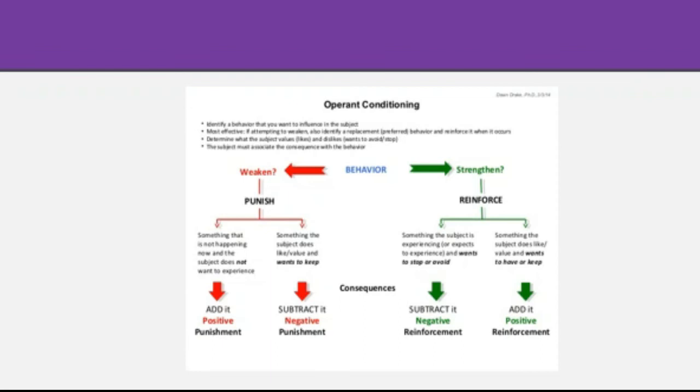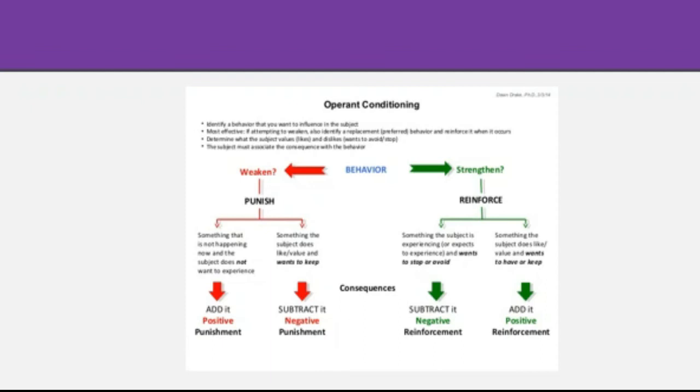Also, sa negative punishment naman, you are subtracting something na meron dun sa bata para kumain siya ng gulay. Okay? Yung desired behavior mo ay mapalabas. Okay? So, for reinforcement, you are getting away something para lumabas yung desired behavior na gusto mo, or you're adding something para lumabas yung desired behavior mo.